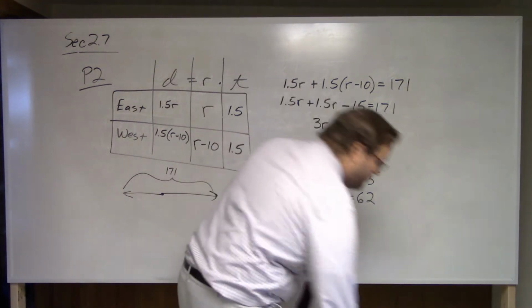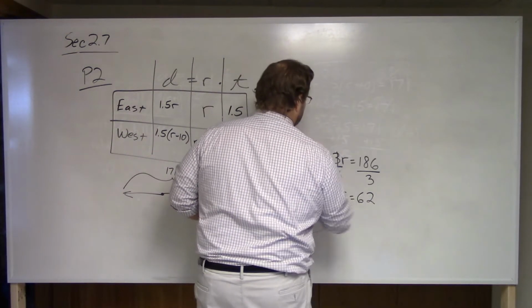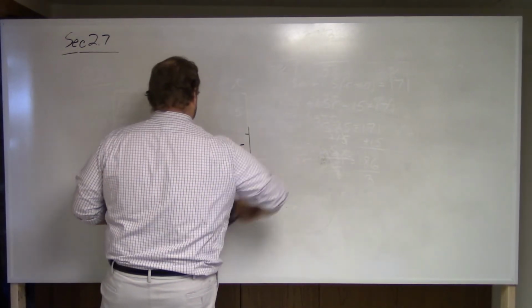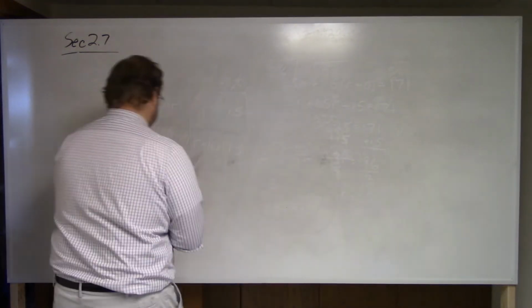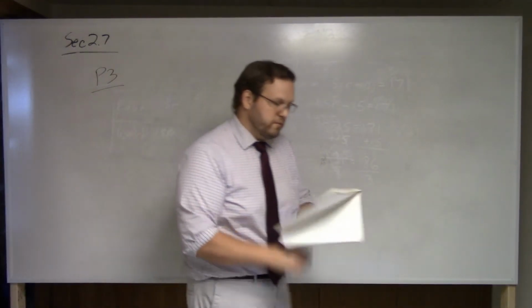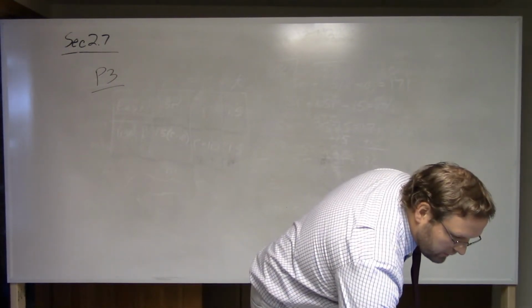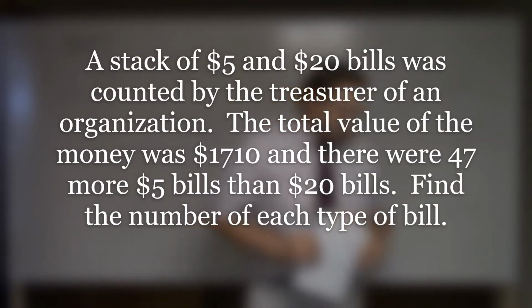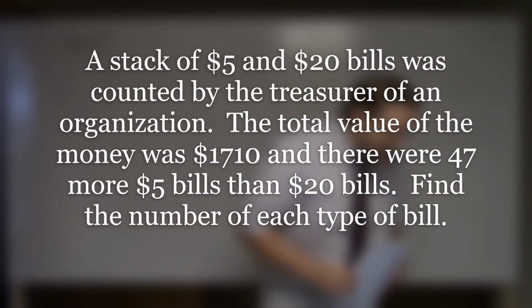Let's go on to practice 3. Practice 3 is found on page 143. Let's see what this says. Okay, it reads, a stack of $5 and $20 bills was counted by the treasurer of an organization. The total value of the money was $1,710, and there were 47 more $5 bills than $20 bills. Find the number of each type of bill.